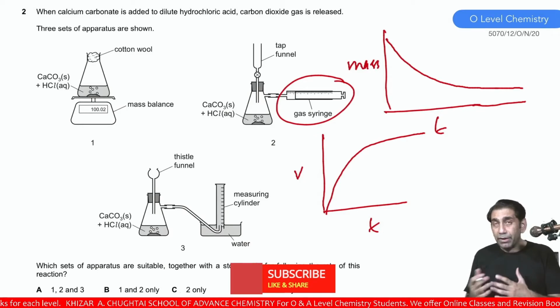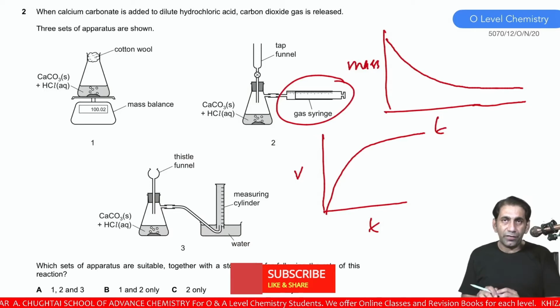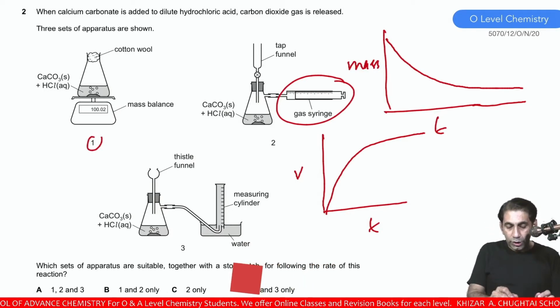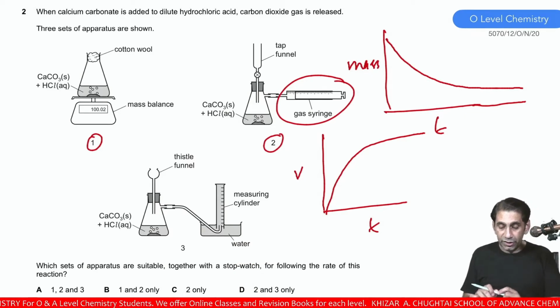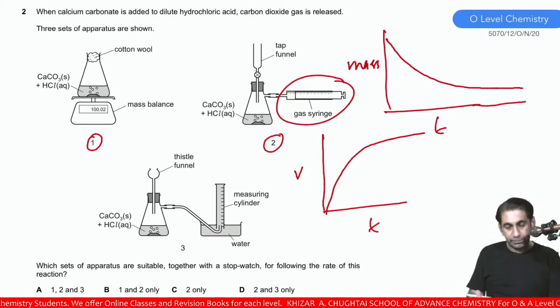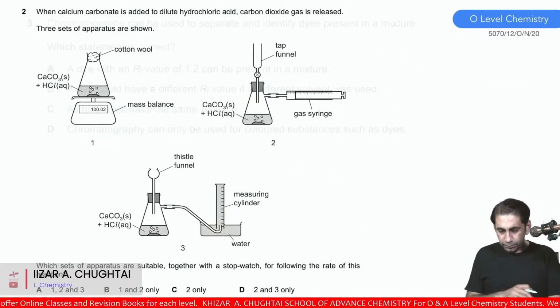With the help of this curve, by drawing tangents, we can find the rate of reaction and so on. So 1 and 2 are the only two apparatuses that can be used for the accurate determination of the rate of reaction for this reaction. So B is the correct option.